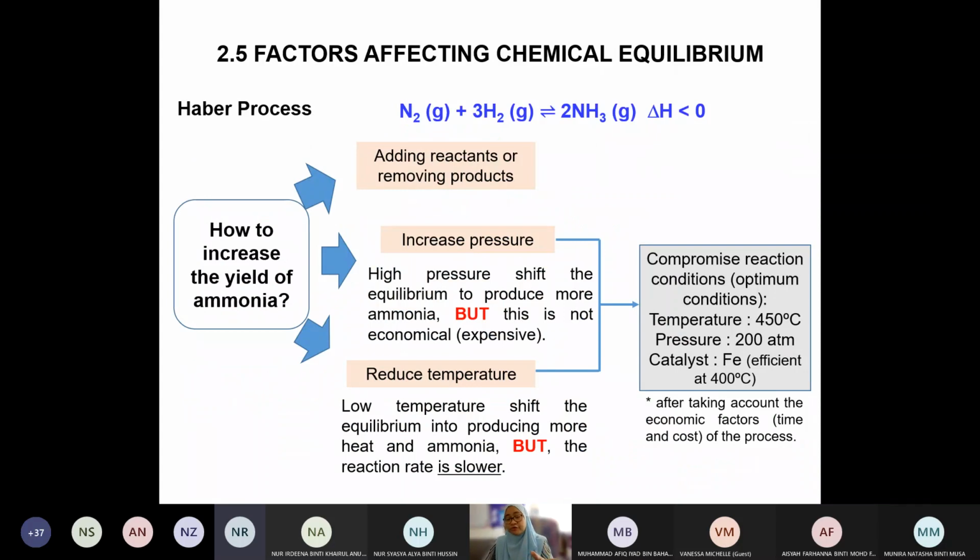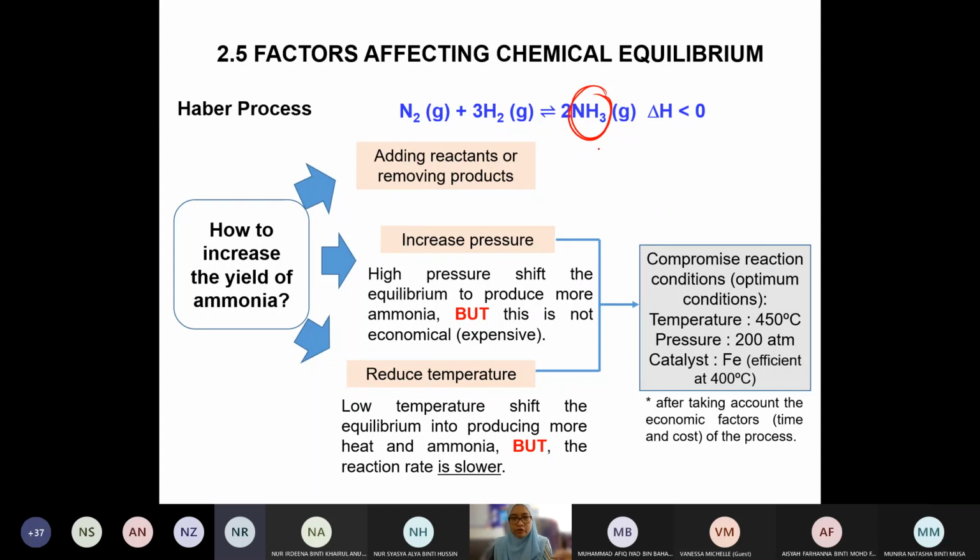Okay, since this is produced on a large scale, industrially, imagine how industry can increase the production of ammonia. So this is our target product, guys. We want more ammonia. So how can industry produce more ammonia? Because this is our target, this is our product of interest.